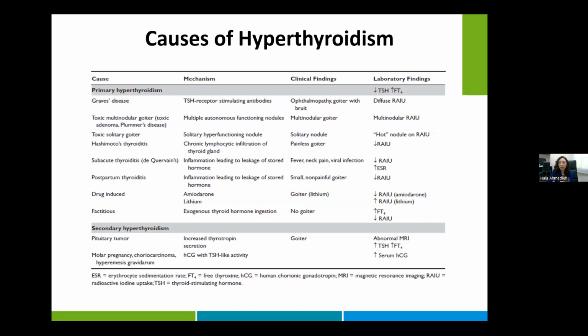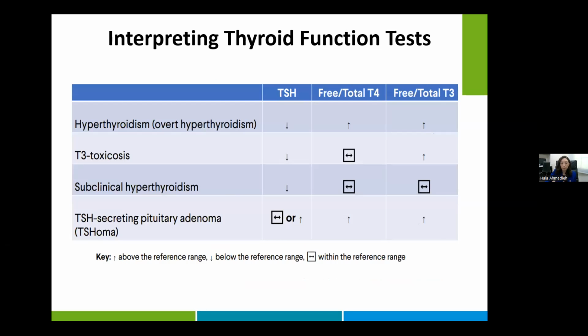Other causes for primary hyperthyroidism are toxic multinodular goiter and toxic hot nodule. And there are also the thyroiditis that increase the risk of primary hyperthyroidism. The secondary hyperthyroidism is basically a problem that happens at the level of the pituitary, or tertiary hyperthyroidism at the level of the hypothalamus, where we basically have increased TSH, and this will stimulate the thyroid gland to produce more thyroid hormone.